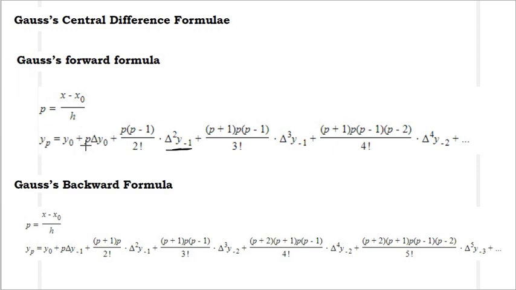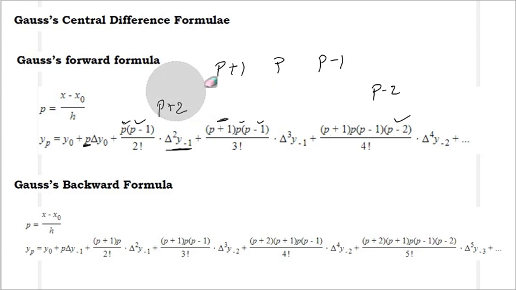So you can see, first we started with p and p into p minus 1 into delta square of y minus 1. And now it is p into p minus 1 into p plus 1. So from p, first you have gone to minus 1 and then plus 1. And in the next step, what happens? p minus 2 will come into the picture. And in the next step, p plus 2 also will come into the picture. So that is how we are going to write the coefficients here.